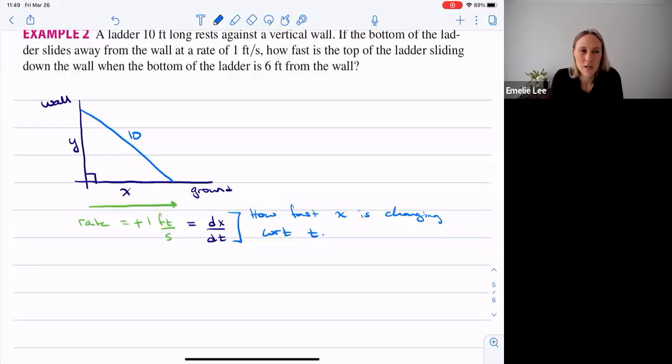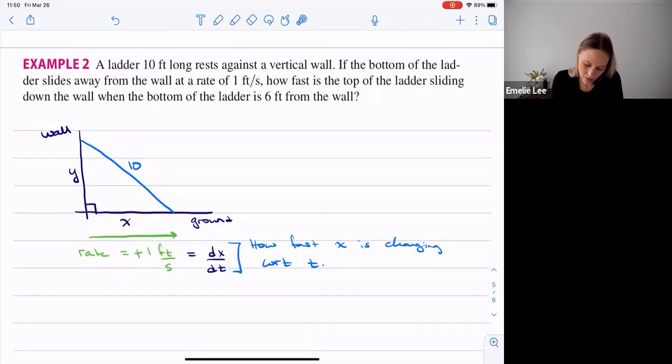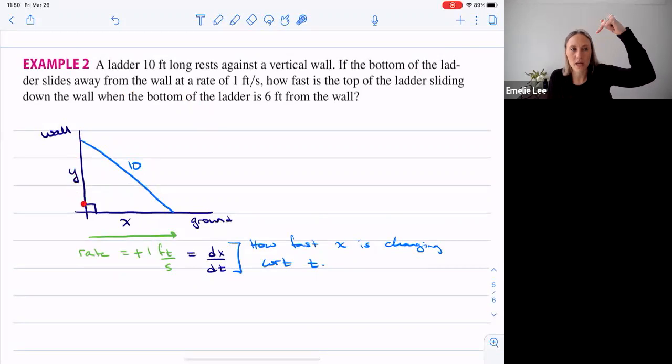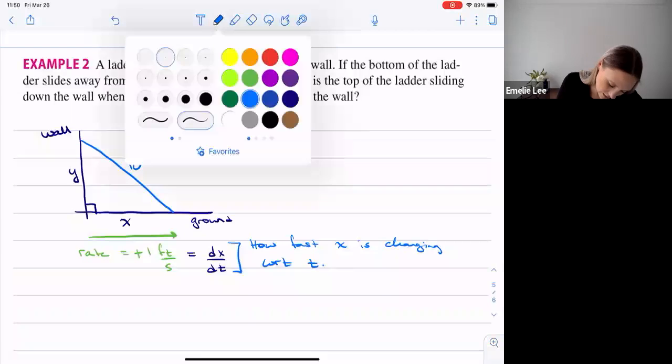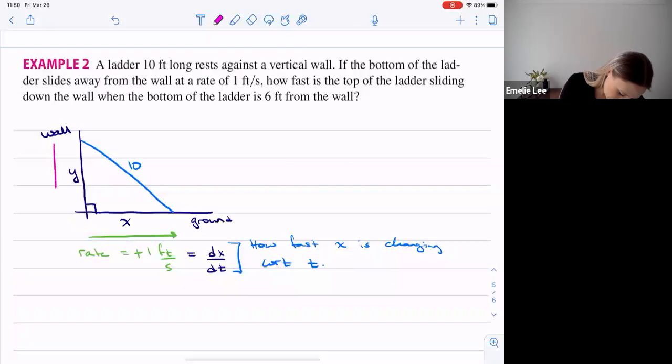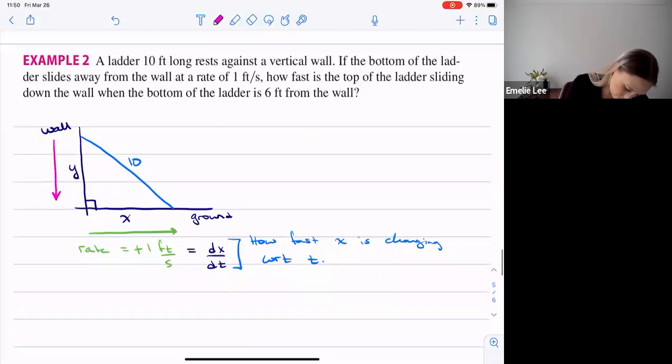Okay. So we have that rate, but really what we're interested in is, if the bottom of the ladder slides away from the wall at a rate of 1 foot per second, how fast is the top of the ladder sliding down the wall? So now we need to think about, well, this is actually going to be a negative value. It should become a negative value, right? Because it's sliding down the wall. So y is decreasing with this rate, right? And so here we want to find dy/dt.